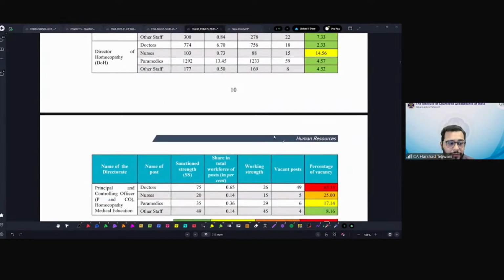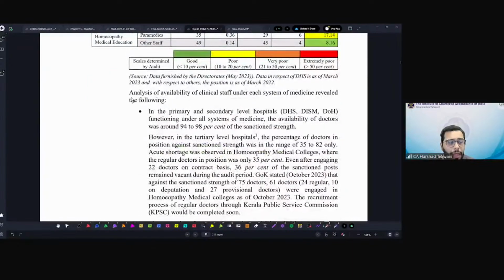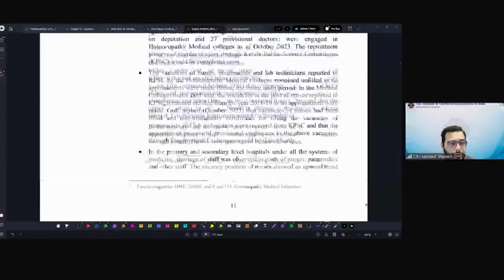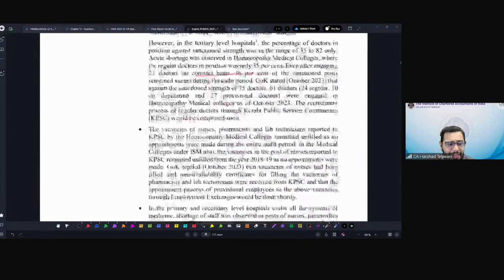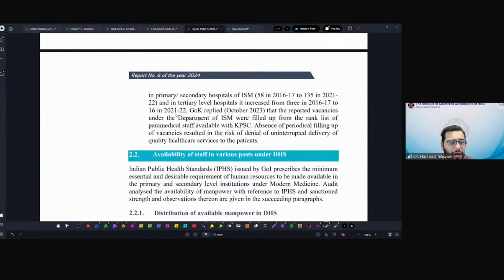effectively. If you see over here what they are saying, the percentage of doctors, positions, everything was only 35 to 82. There was a shortage, contract basis, a lot of things they are mentioning. They have mentioned that absence of periodical filling up of vacancy resulted in the risk of denial of uninterrupted delivery of quality health care. So they are talking about effectiveness of the program. Because of this, there was a risk of denial, meaning the program might not be effective.